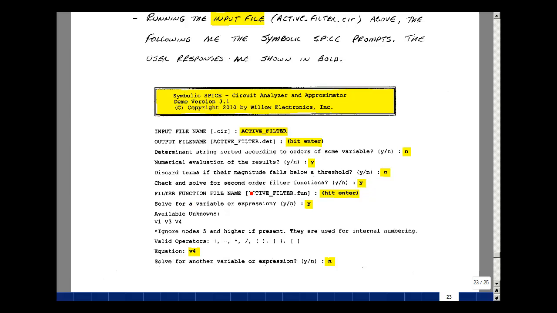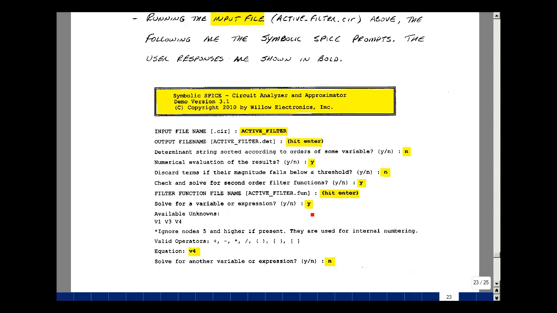Check and solve for second-order filter functions. Yeah, let's see if this is actually a bandpass filter or not. When you say yes, it's going to come back with a file name, have the same base name, but then the extension will be .fun for filter function. I'm going to hit enter, so it's going to put that as my default result. Last question is solve for a variable or expression, and I'll say yes.